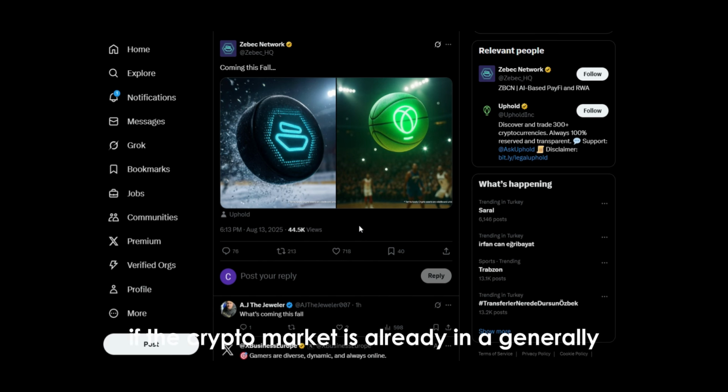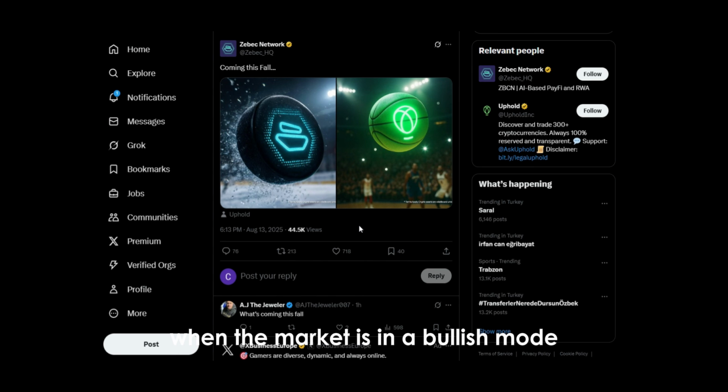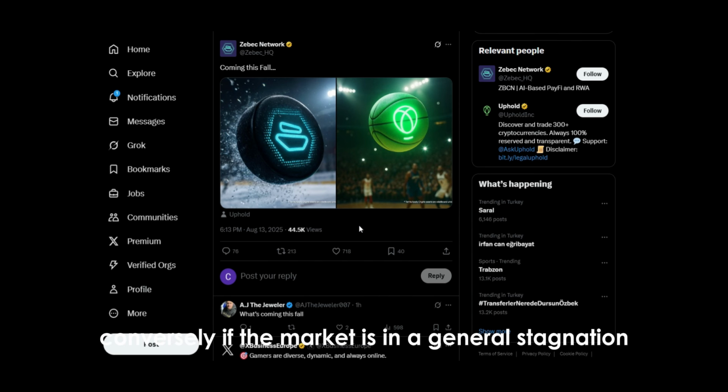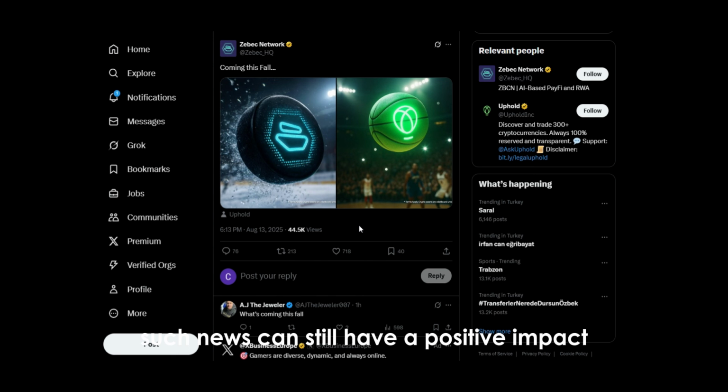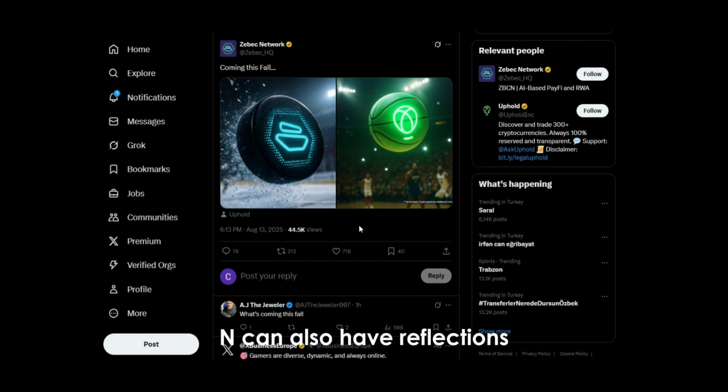If the crypto market is already in a generally positive trend, such news can have a multiplied effect. When the market is in a bullish mode, investor risk appetite is high, and positive news is priced in much more quickly. Conversely, if the market is in a general stagnation, such news can still have a positive impact, but the effect may be more limited.